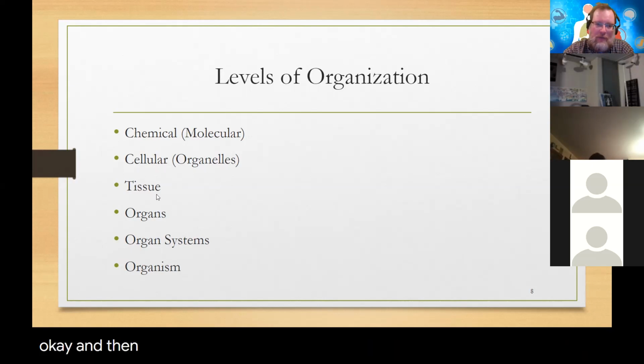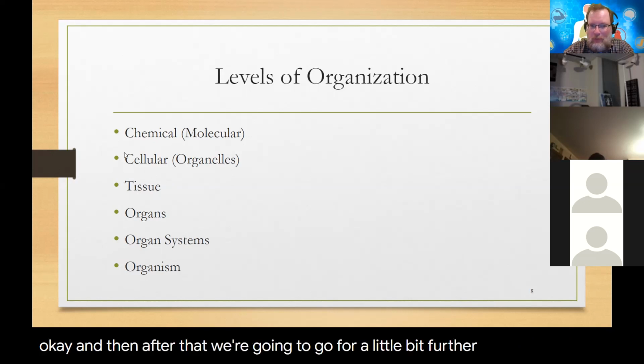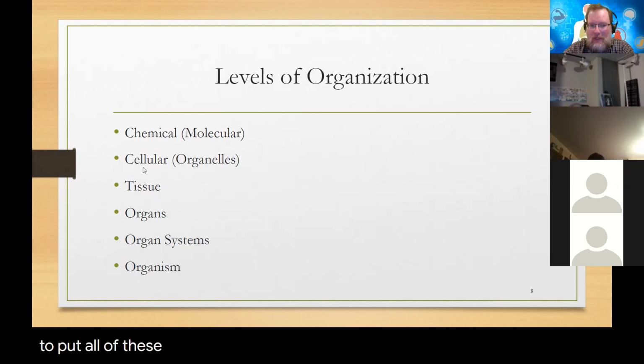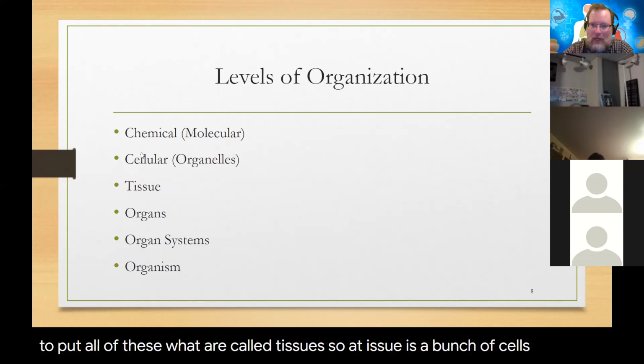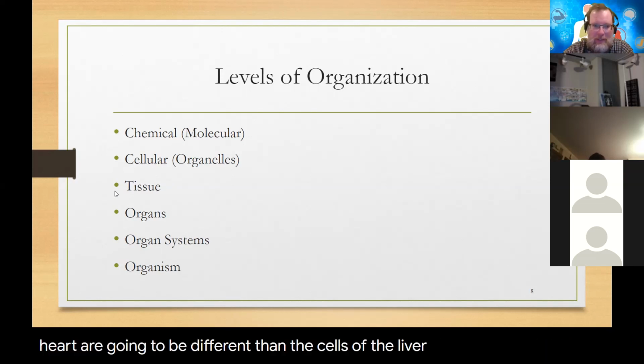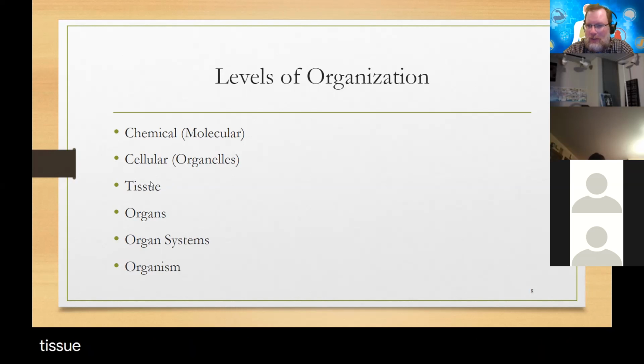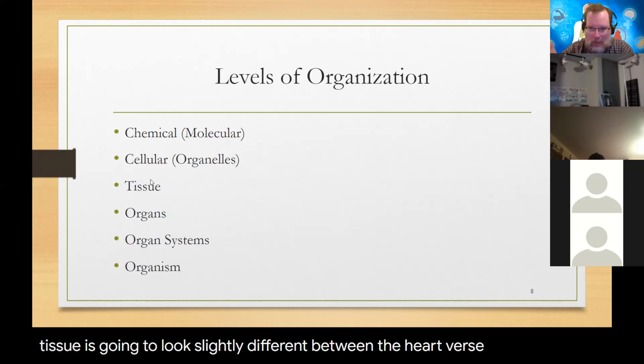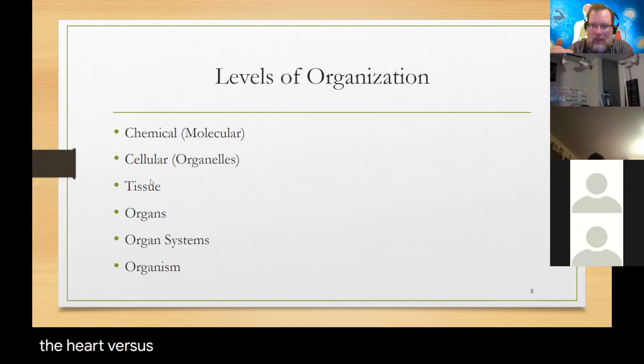Okay, and then after that, we're going to go a little bit further, and we're going to put all of these cells together, and we're going to make what are called tissues. So a tissue is a bunch of cells put together, and again, these are all going to be specialized. The cells of the heart are going to be different than the cells of the liver, for instance. So the tissue is going to look slightly different between the heart versus the lungs, or the heart versus the liver. So cells are specialized, the tissue is going to be specialized.